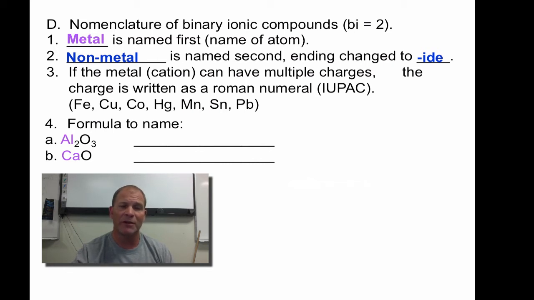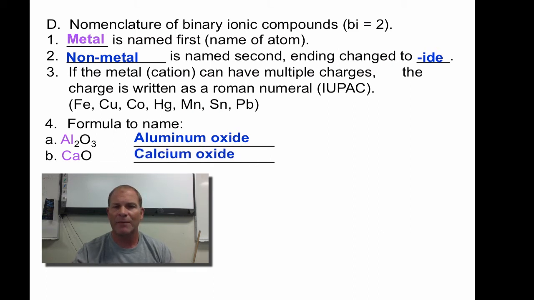So first of all, we look at the first element. And guess what? It's a metal, aluminum, calcium, they're metals. So I realize I'm dealing with ionic compounds. And with this, aluminum and oxygen. When I name an ionic compound, all I do is name the metal and change the nonmetal ending to IDE. So aluminum oxide and calcium oxide.